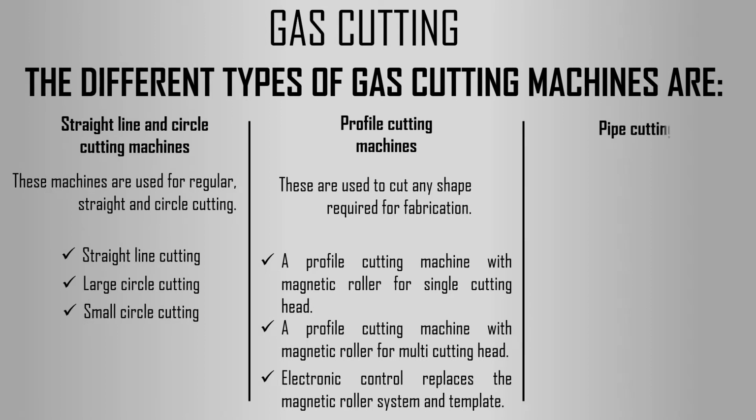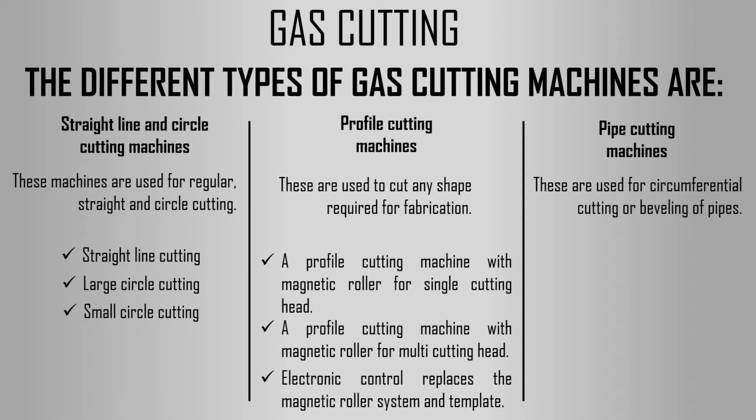And the last type is pipe cutting machines. These are used for circumferential cutting or beveling of pipes. They are further classified as a simple pipe cutting arrangement using a hand cutting blowpipe.